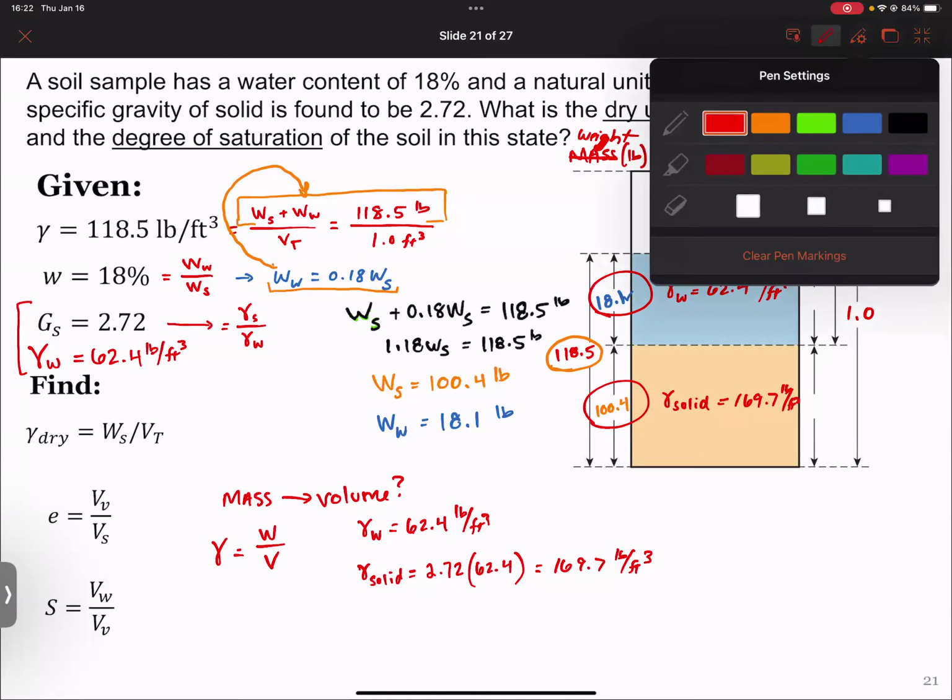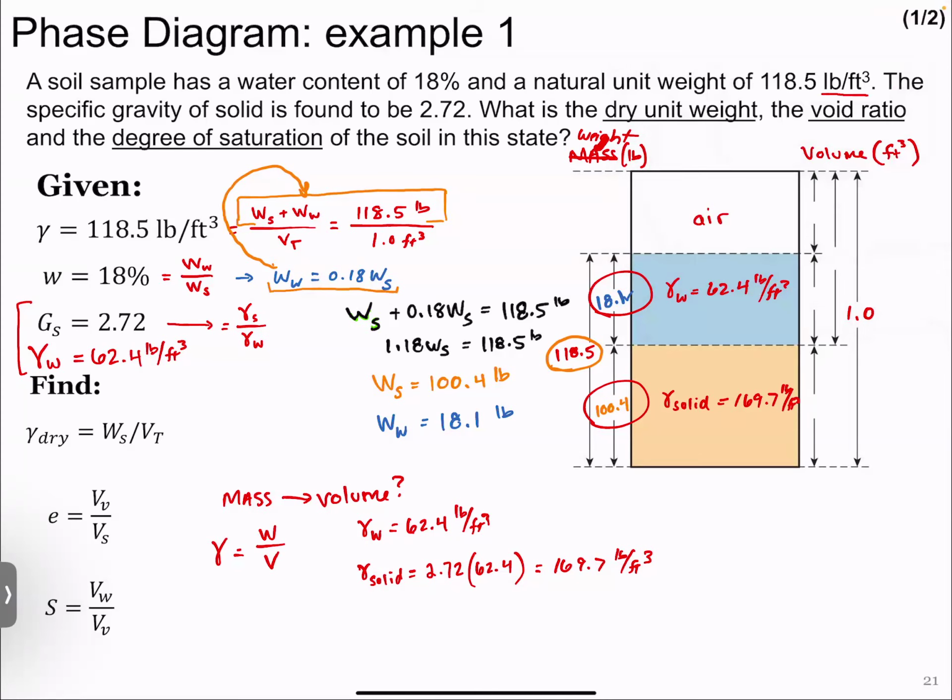Okay, so let's just do this math really quickly and then we can get out of here. Our volume of water can be calculated by rearranging this. So volume of water is the weight of the water divided by the density of the water. Our weight of water is 18.1 pounds and our density of water is 62.4 pounds per cubic foot. So 18.1 pounds divided by 62.4 pounds per cubic foot, and what we're left with is cubic feet. So we have 0.29 cubic feet.